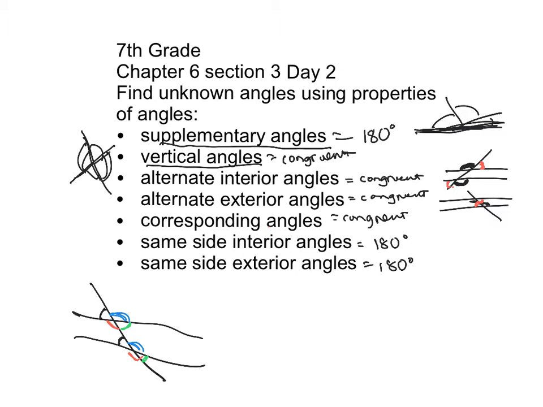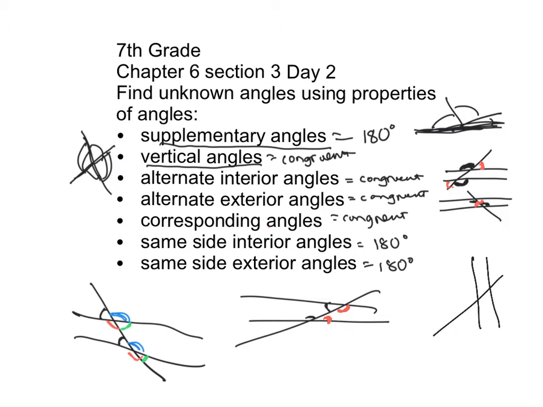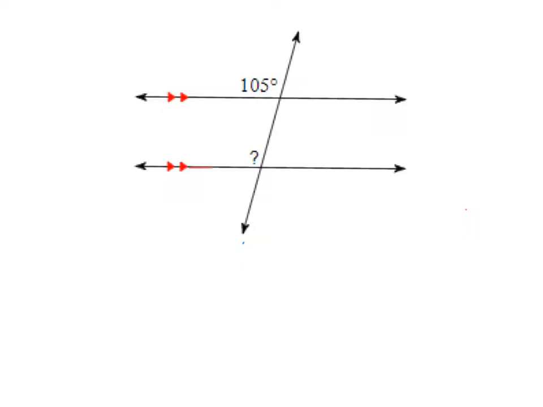Then you have same side interior and same side exterior. So there's my parallel lines and my transversal. Same side interior would be those two. Those are same side interior as well. Same side exterior, I'm going to do my parallel lines going a different way this time. There's my transversal. Same side exterior needs to be outside, but on the same side of my transversal. And those all add up to 180 degrees.